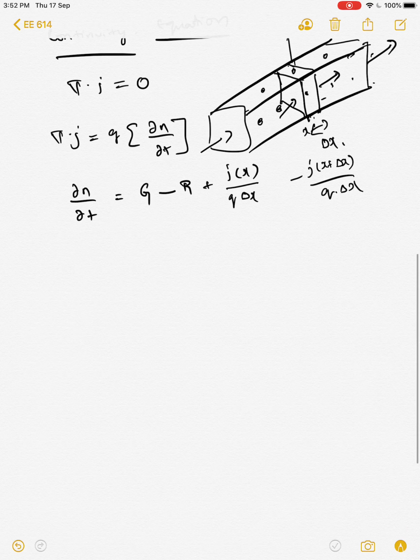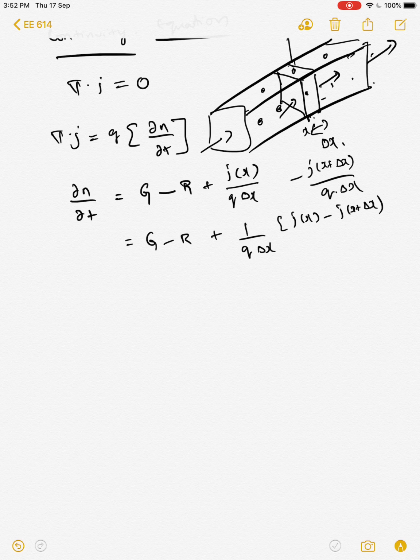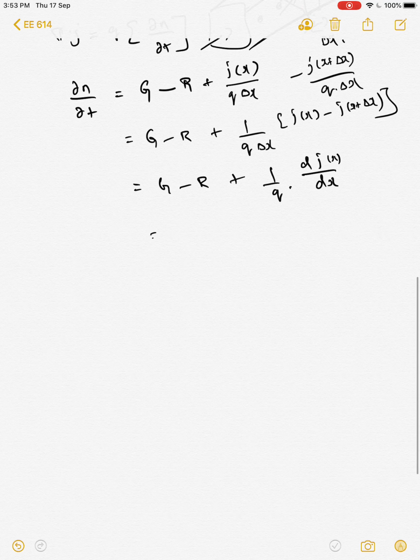So this we can write as G minus R plus 1 by q del x times J of x minus J of x plus del x. If del x is small enough, you can write it as G minus R plus 1 by q dJ of x by dx, which in 3 dimensions we can again write as G minus R plus 1 by q del dot J.